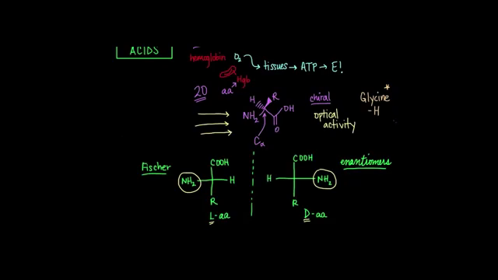So why is it important to distinguish between L and D amino acids? Well, the L form of an amino acid is the only form that you will find within the human body. And so that's really important to remember that the L configuration is the kind that you find within humans.